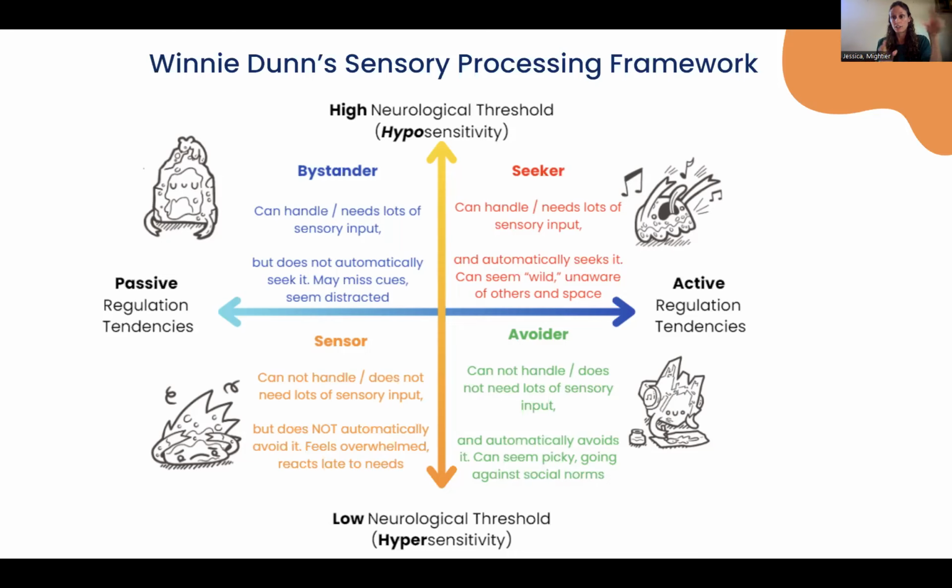This is our sensor. Which is a strange name for one piece of a quadrant that's all about sensory stuff. But this person can't handle as much, right? Their cup is smaller. They don't need as much sensory input to have their needs met. But they're not necessarily automatically avoiding it. So they can feel overwhelmed easily.